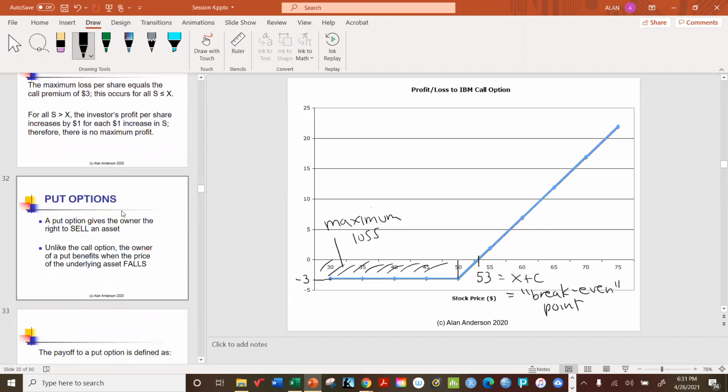All right, now that we've analyzed the calls, let's look at the puts. The put is the opposite in the sense that we have the right to sell and we hope that the price goes down. We benefit from a falling stock price. With a call, we benefit from a rising price. With a put, it's the other way around. We hope that the price will go down.